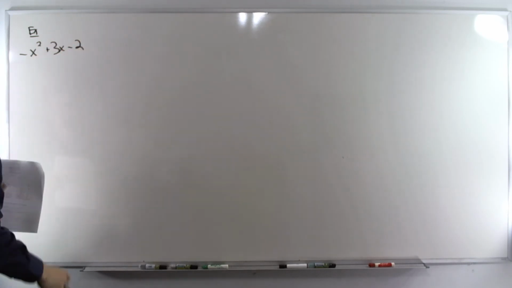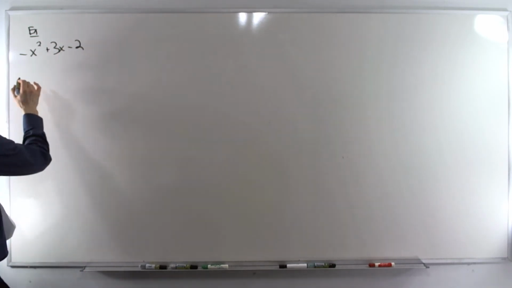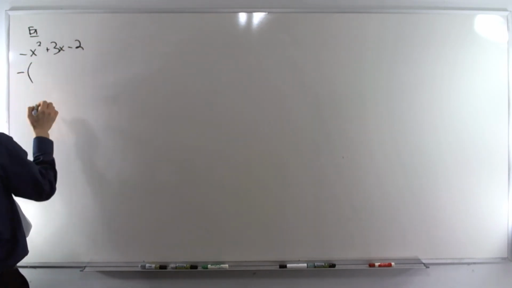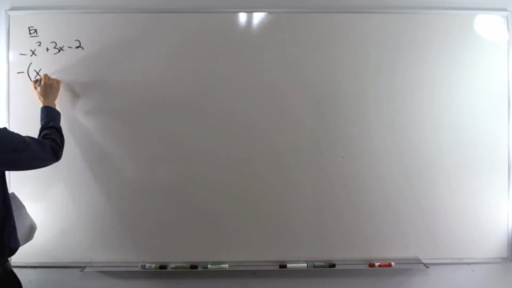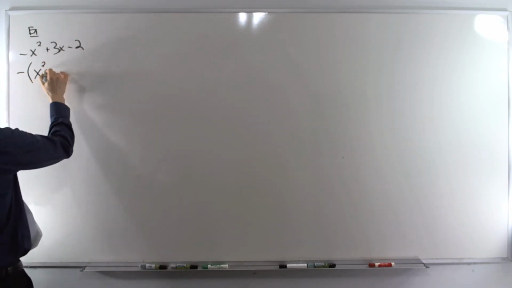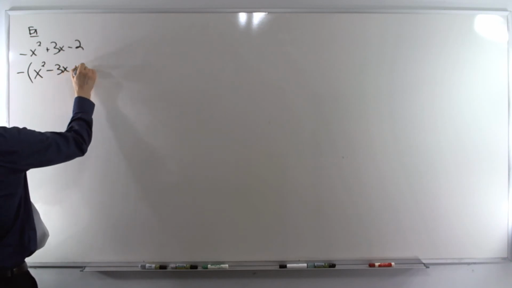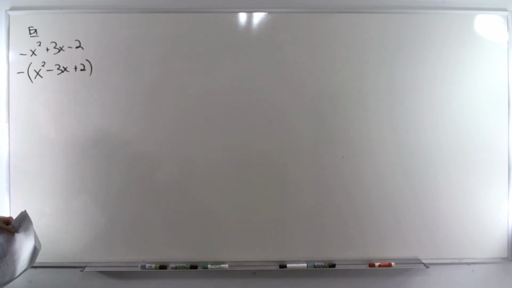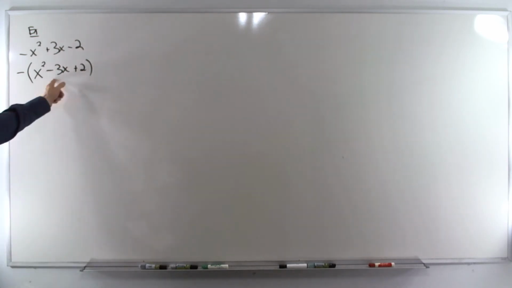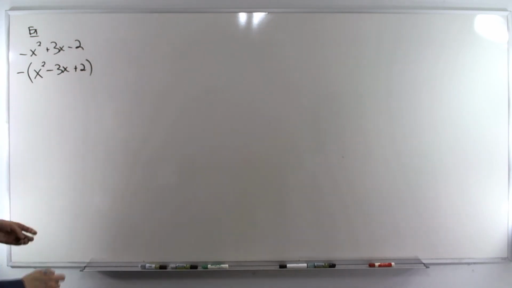Negative x squared plus 3x minus 2. Start by factoring out a negative 1. I'm just going to write that as a negative sign. You don't have to actually put the 1. Change the sign of all three terms: negative to positive, positive to negative, negative to positive. And now we've got just a regular quadratic here to factor.